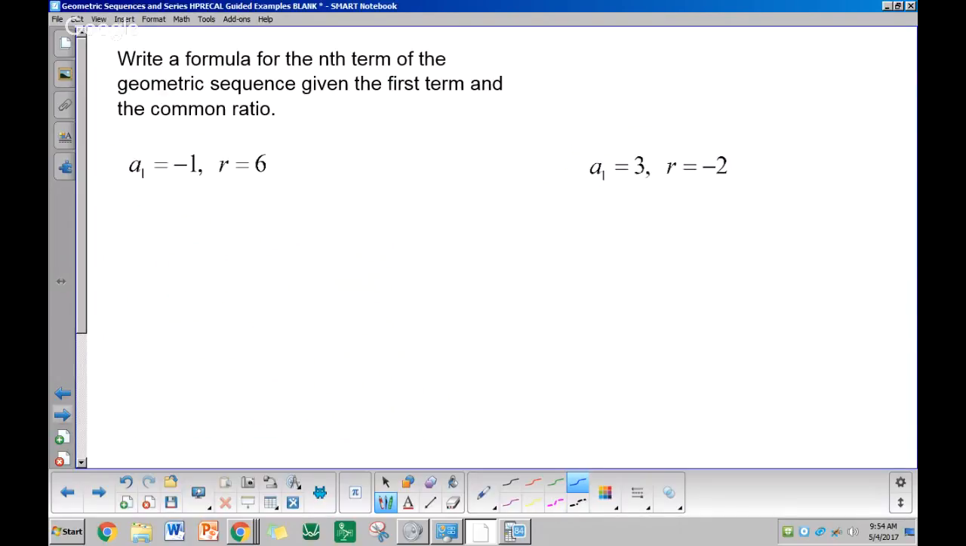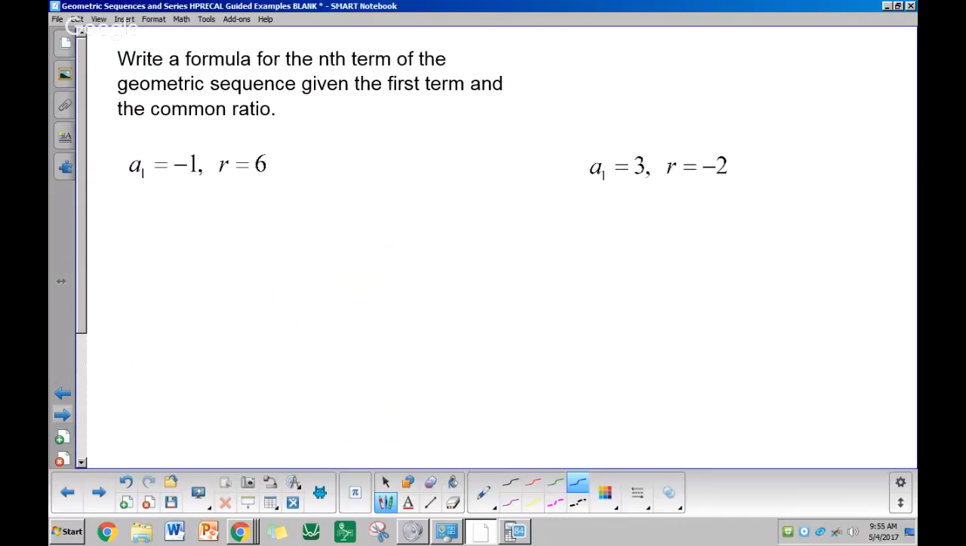Okay, here we go. Bigger the other way, okay. But the number's smaller. Right, because numbers get bigger this way and smaller this way. Discussion for another day. Write a formula for the nth term of the geometric sequence given the first term and the common ratio.